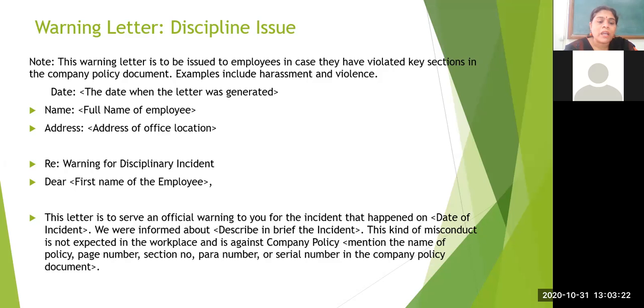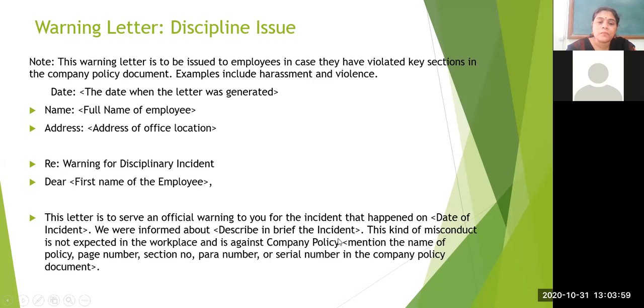This letter is to serve as an official warning to you for the incident that happened on a specific date. The date is mentioned here, the date on which the incident happened. Okay, so this is the date of the incident. We were informed about it; describe the incident in brief, not in total detail, because if necessary we can enclose certain documents as proof or evidence. Since it is supposed to be concise and simple, we just give the detail in 2-3 lines.